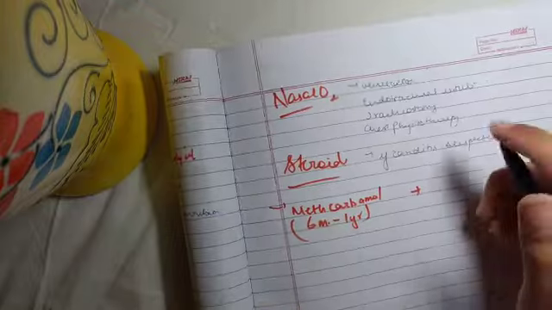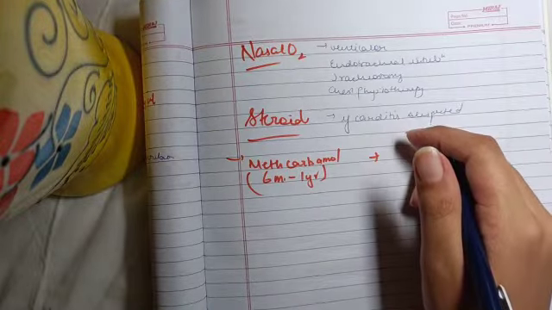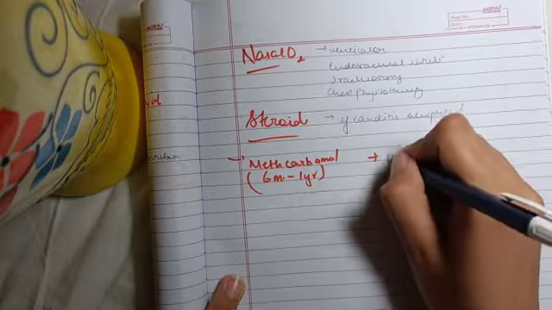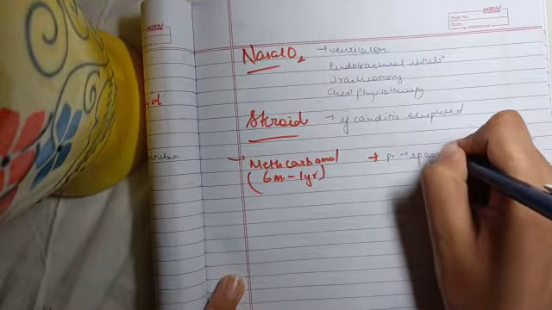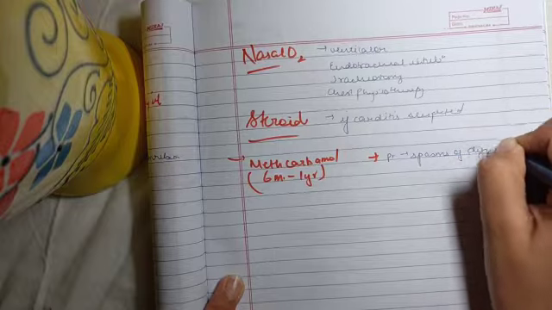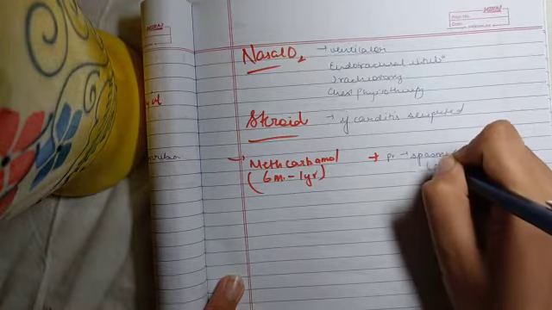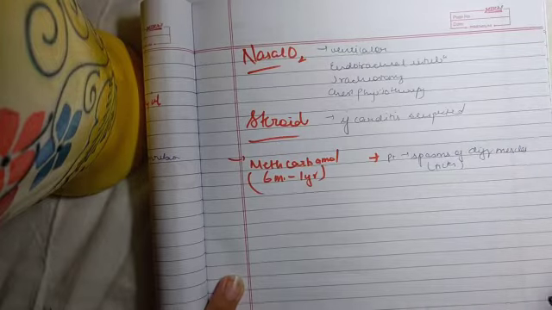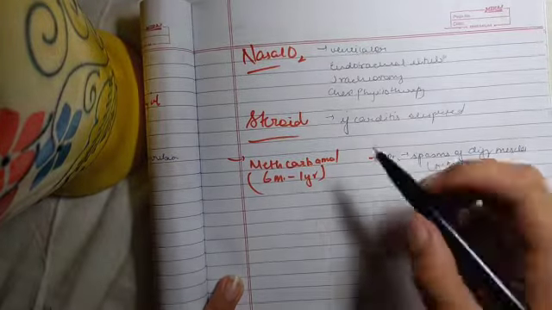Why do we have to give it? Because when we follow the treatment, the patient gets spasms of different muscles. Basically, we call them tics. They can occur at any time for a long period of time. So, to prevent them, we give methocarbamol.